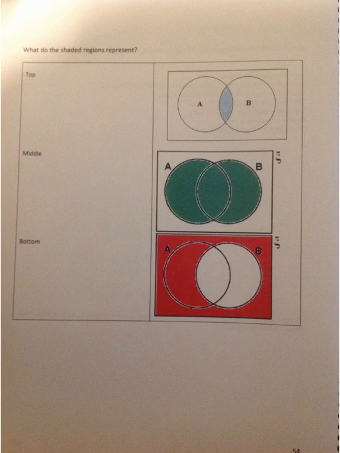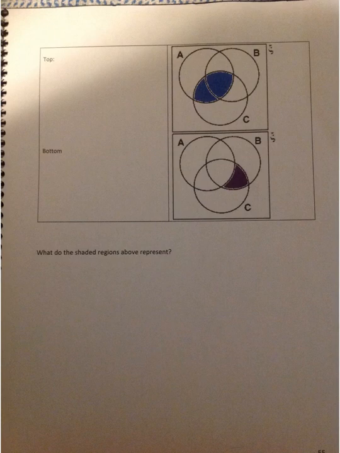What do the shaded regions represent? This is a review. You would have seen a lot of these on your quiz. First one is the intersection of A and B. Second one is the union of A and B. The third one is not B, or just like that. The top one is the intersection of A and C.